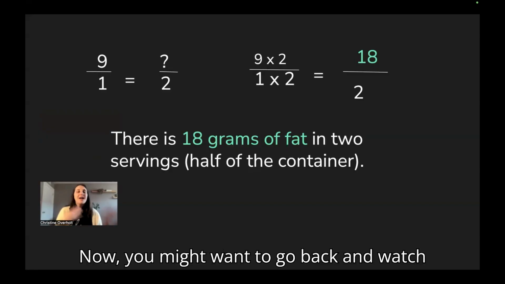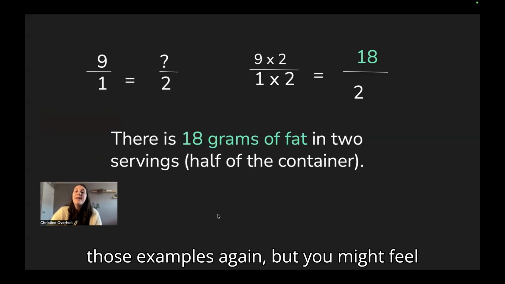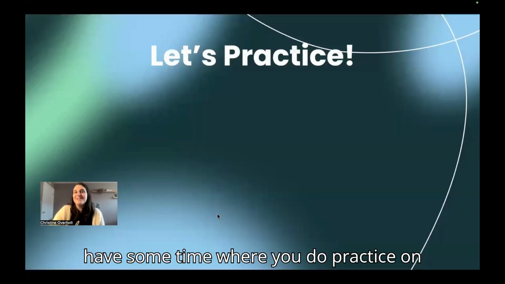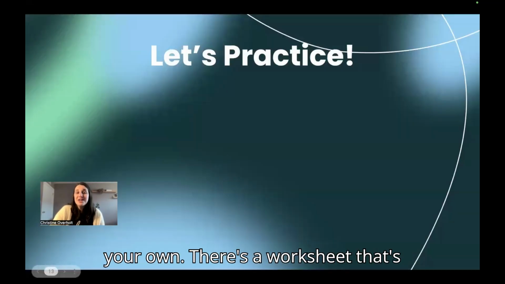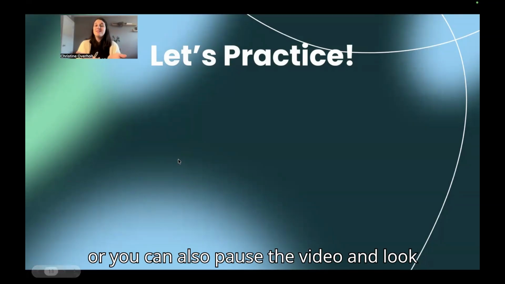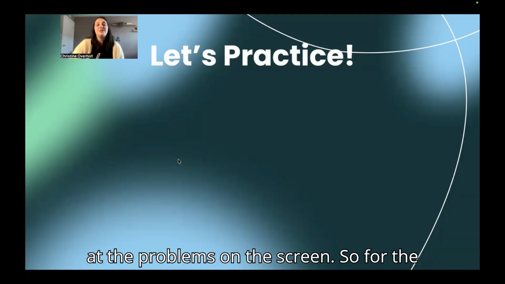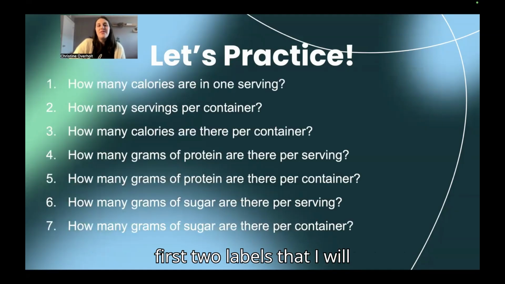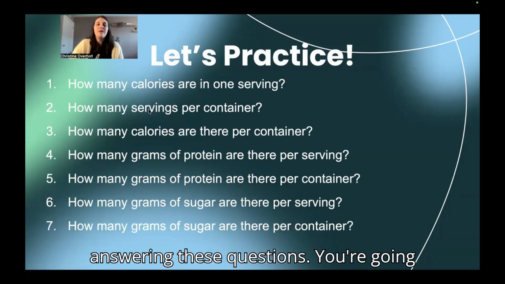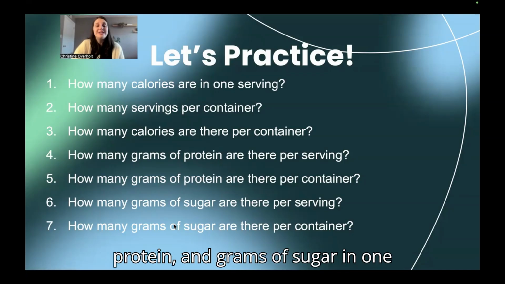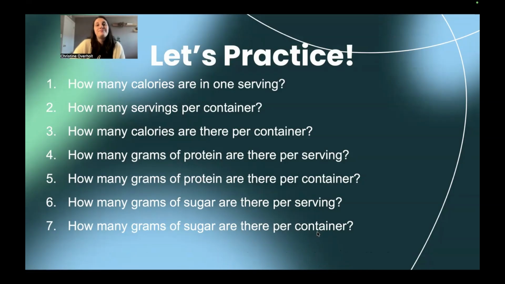Now, you might want to go back and watch those examples again, but you might feel ready to go. Either way, we're going to have some time where you do practice on your own. There's a worksheet that's linked where you can practice, or you can also pause the video and look at the problems on the screen. So for the first 2 labels that I will show on the screen, we're going to be answering these questions. You're going to be looking at calories, grams of protein, and grams of sugar in 1 serving and in the whole container.